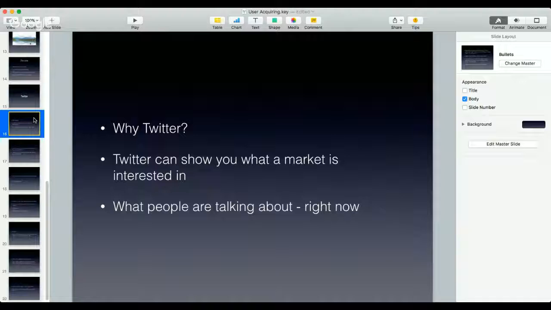Generally, you can target the right people that you want on Twitter, but also structurally, Twitter can show you what a market is interested in and what people are talking about right now. So that makes it a veritable superpowered way of really targeting the right people with your message.